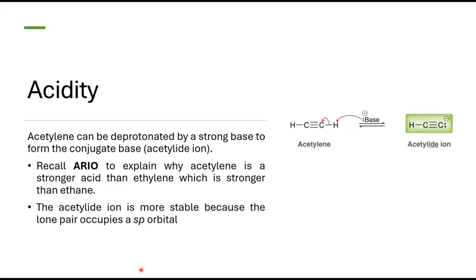Recall ARIO, atom, resonance, induction, and orbital to explain why acetylene is a stronger acid than ethylene, which is stronger than ethane. The acetylide ion is more stable because the lone pair occupies an sp orbital and has more s character. We saw that the sp3 orbital is less stable. The more stable species is going to be in the sp hybridized orbital, which has more % s character.